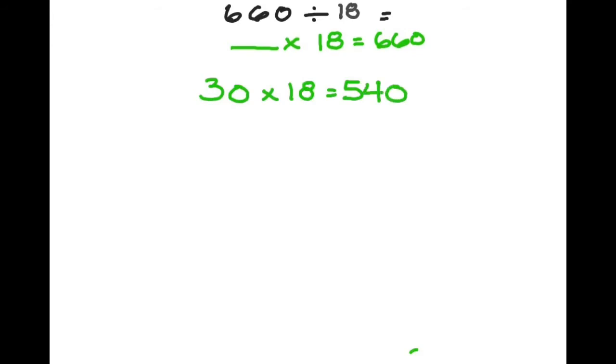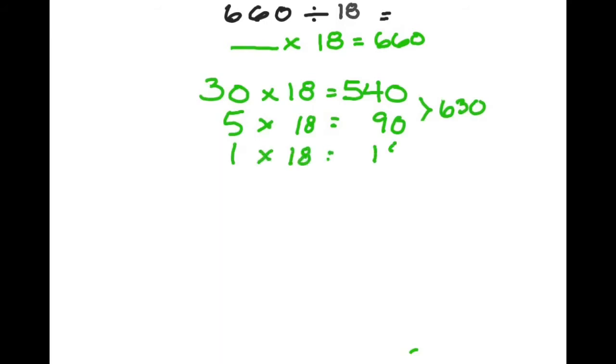And then she went to her 5s. 5 groups of 18, and that got her to 90. Together, she had 630 cookies and 35 boxes. So one more box of 18, that brings her to 648.